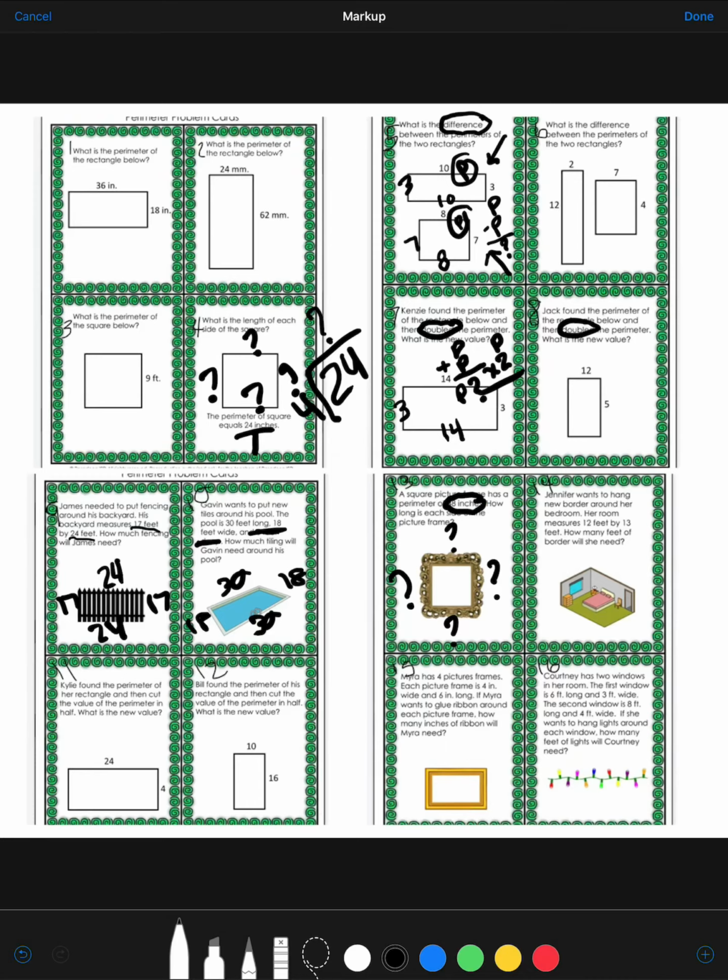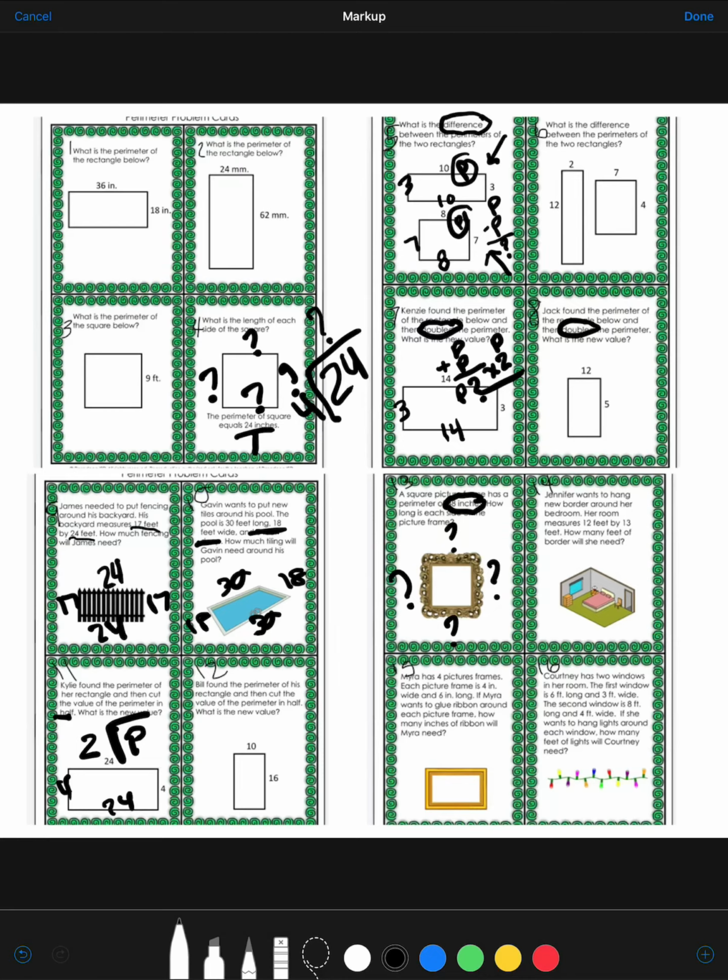Number 11 and 12, it tells you to cut your value in half. So I would find the perimeter for all of the sides and add them up. And then to cut it in half means to do what? Divide. Divide by what? 2. So whatever I get for my perimeter, I'm going to divide it by 2. Same thing for number 12.